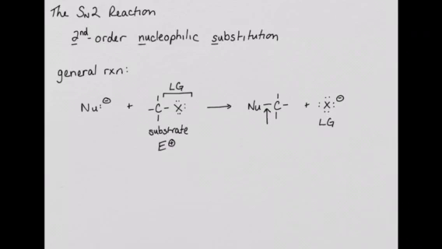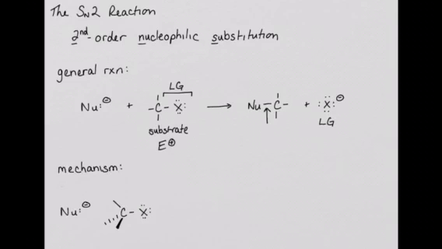Now, let's consider the mechanism of this reaction. In this reaction, the nucleophile attacks the electrophile. The most electrophilic atom of the substrate is the carbon that's attached to the halide. Remember that the carbon-halogen bond has a bond dipole pointing in the direction of the halogen. This gives the carbon attached to the halogen a partial positive charge, making it very electrophilic so that the nucleophile wants to attack.